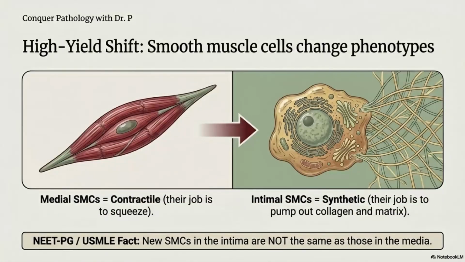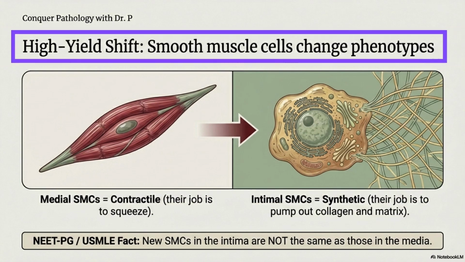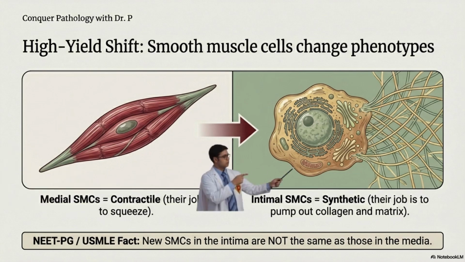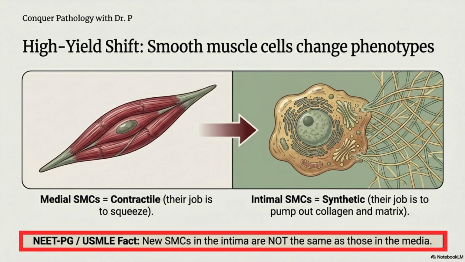Now I need you to focus intensely on this next slide. This is a high yield shift. Smooth muscle cells change phenotypes. The original medial SMCs are contractile, their job is to squeeze, but the new intimal SMCs are synthetic. Their job is to pump out collagen and matrix. Please burn this NEET-PG USMLE fact at the bottom into your memory. New SMCs in the intima are not the same as those in the media.